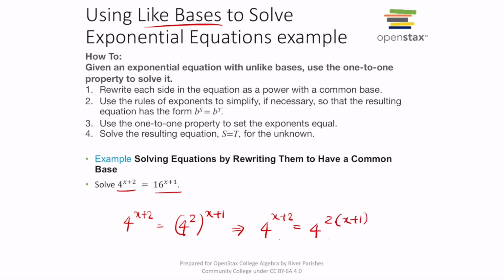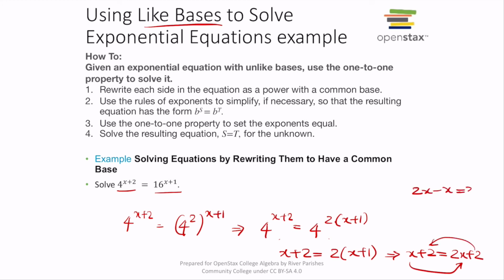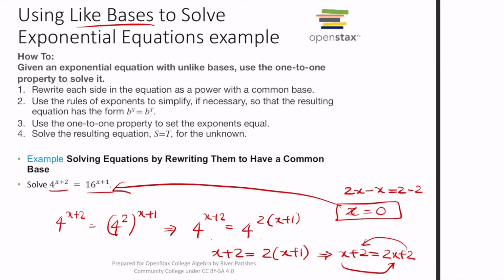So again, the bases are equal now, and we can equate the powers. So x plus 2 equals 2 times x plus 1, which becomes x plus 2 equals 2x plus 2. If you push x to the other side and 2 to this side, you end up with 2x minus x equals 2 minus 2. So x equals 0. This is the x value for this equation.